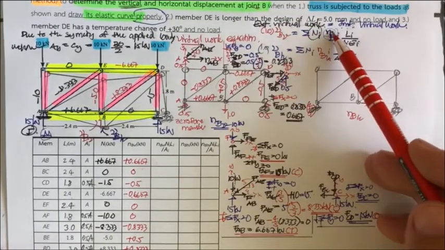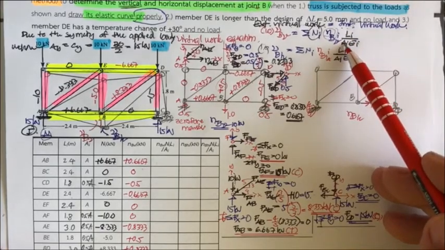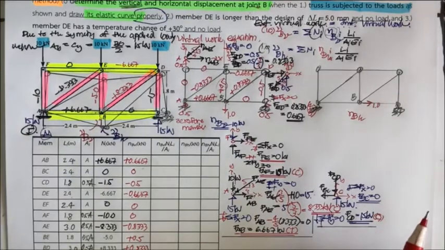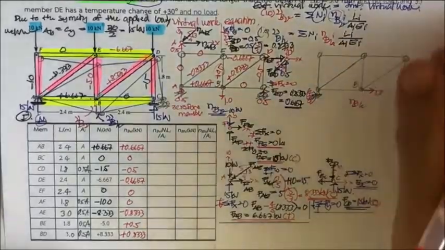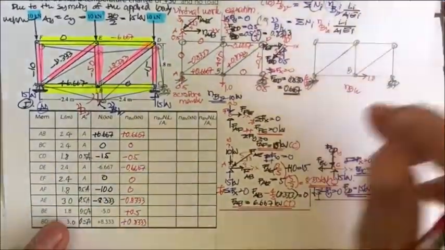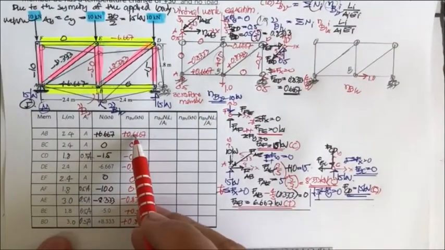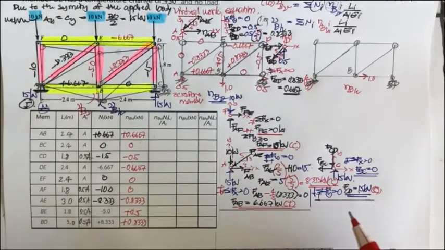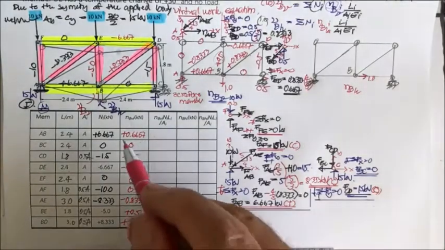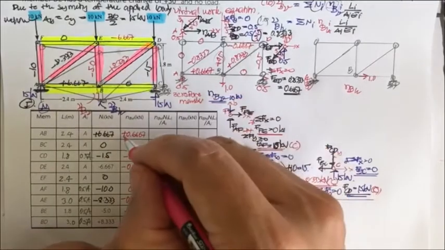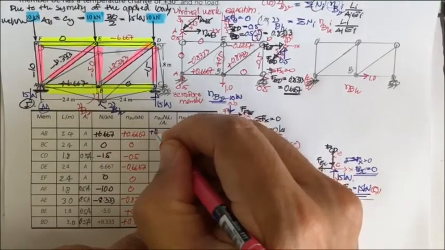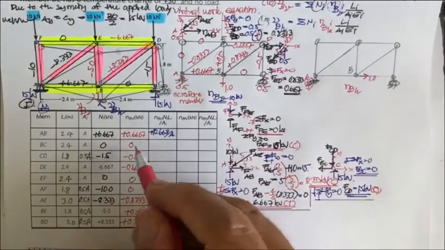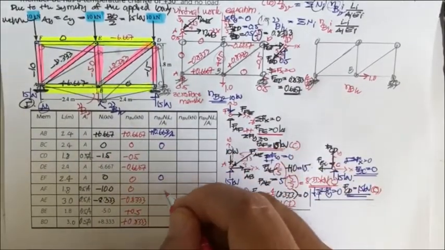Okay, now we put everything into this equation. So capital N, small n, L divided by A, the E is the same, so we can put E in later. Now we're going to determine this: capital N, small n, times L, divided by A. The first one you will get is plus 10.668 divided by A. And this is 0. Okay, this is 0. And this is 0. Everything times 0 is 0.